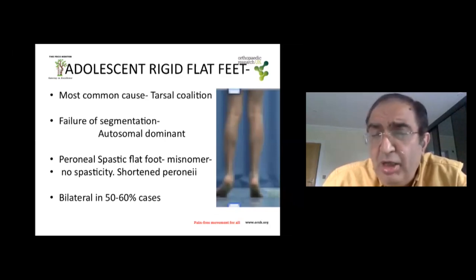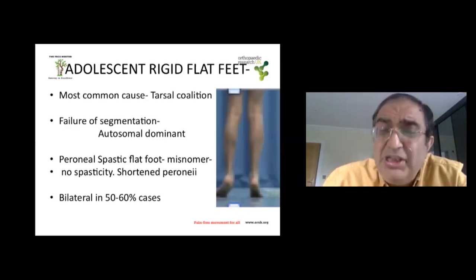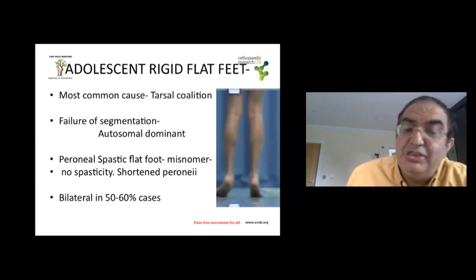That's a misnomer. The peronei are tight because the heel has been in valgus for a long time. So actually they are not in spasm. So that's a misnomer. And it's bilateral in 50 to 60% of the cases.